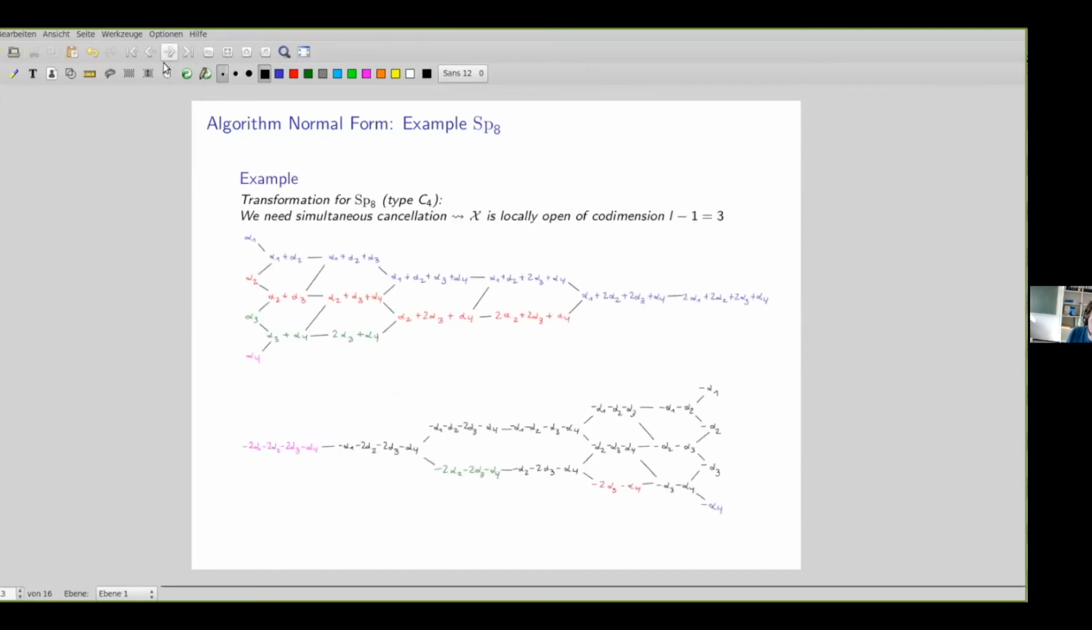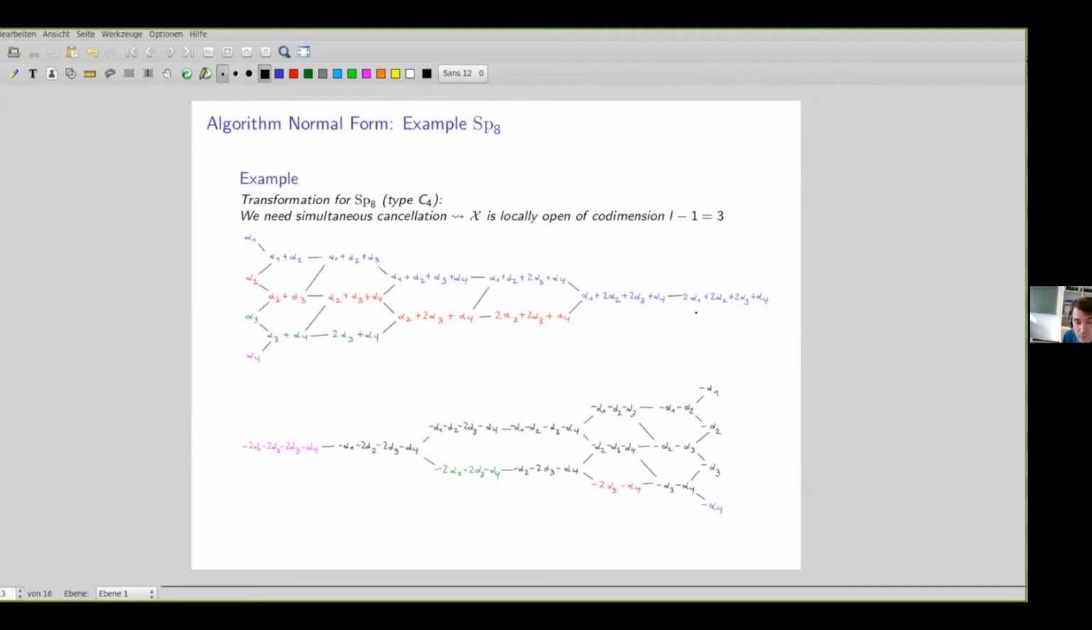Okay, so in case of the special linear group, this works on an open subset. So that's enough, right? It's big enough. In case of the symplectic group, we need, sometimes, simultaneous cancellation. And so our X on which our algorithm is defined is a locally open subset of the variety of the Lie algebra of codimension L-1. In this case of this Dynkin diagram SP8, which is of type C4, of codimension 3.